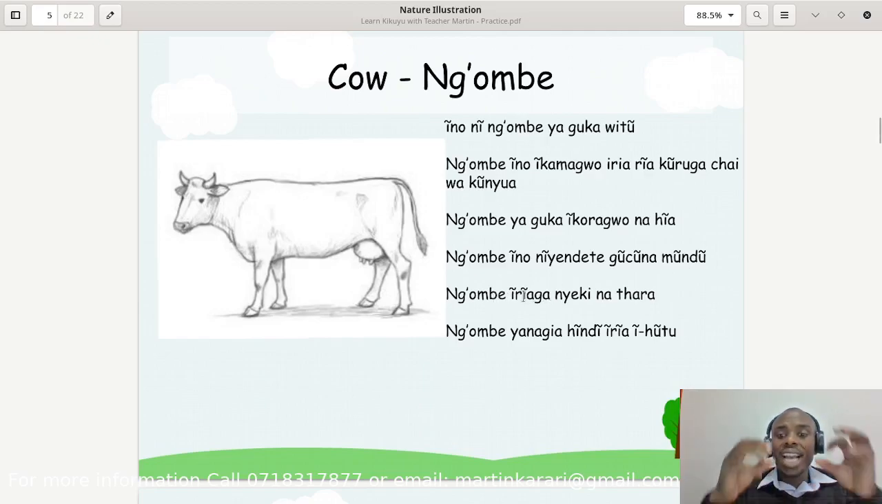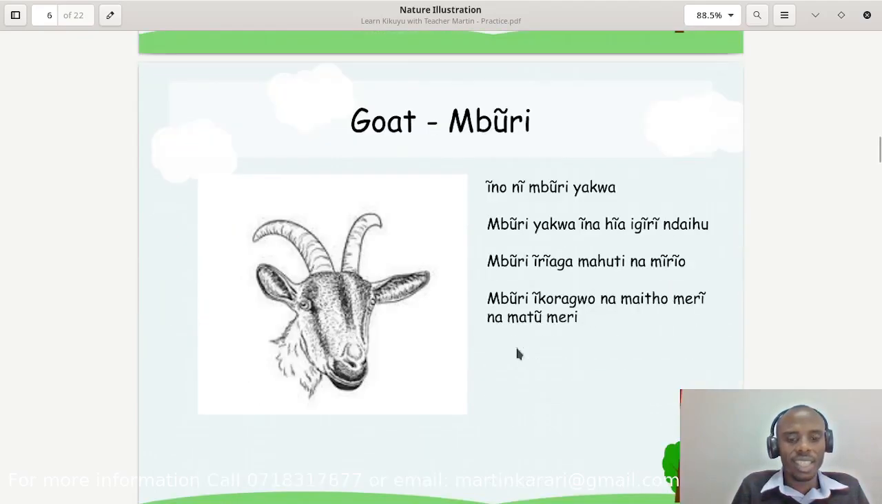Ng'ombe ĩrĩaga. Kũrĩa is to eat. Nyeki refers to the grass. Thara refers to napier grass for you who did agriculture. So we are saying a cow eats grass and napier grass. Ng'ombe yanagia. Kwania is to mow. Moo! Like that. Okay, fine. Yanagia when ehotu. Kohota hotu means hungry. So you are saying the cow mows when it is hungry. Let's go to another one.